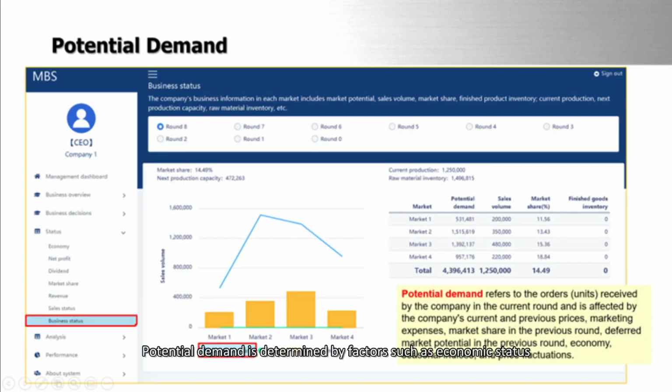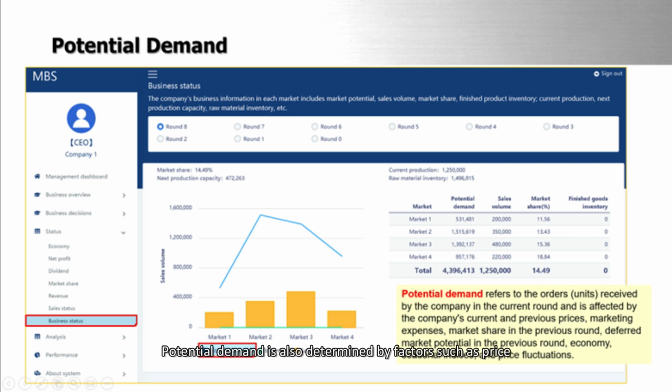Potential demand is determined by factors such as economic status, product life cycle, price index, and seasonal factors. These factors exist in the business environment external to the company and impact how much a certain product is desired and will be purchased by the consumers.